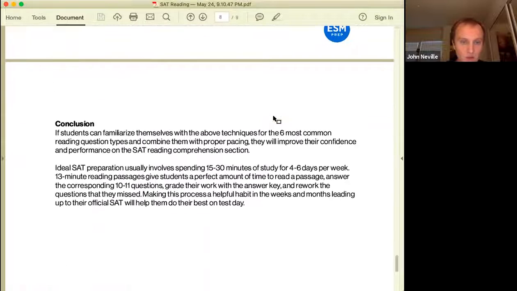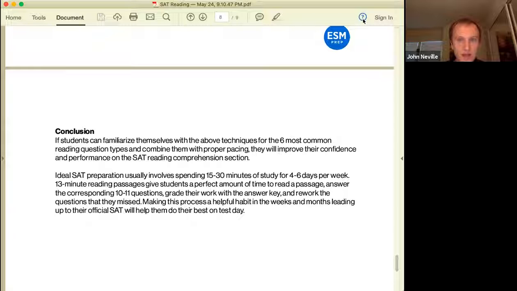Okay. So those are kind of all of the question types, the 6 major ones. There might be a question type or two that falls outside of those. So that list is not necessarily completely comprehensive, but it will cover the vast majority of SAT reading questions that you're going to cover.